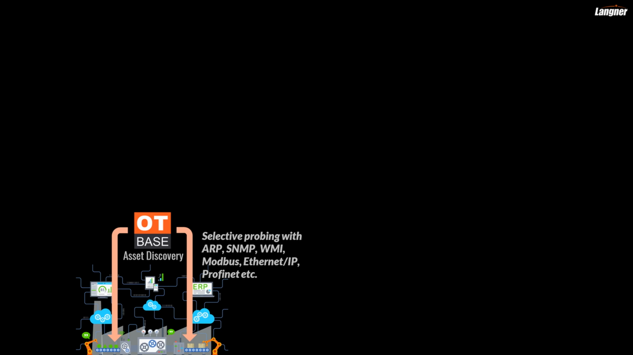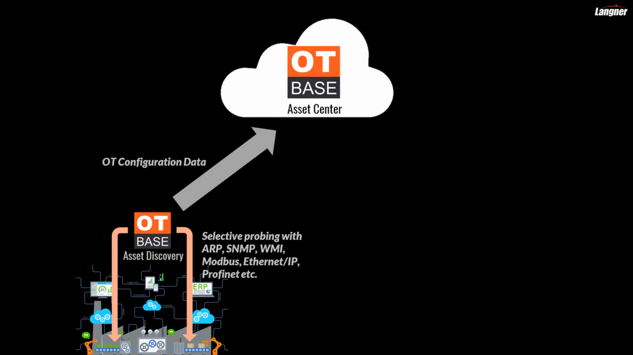First, you download the OT-based asset discovery software from our website and install it either on your laptop that you take to your customer, or you can also install it on the customer's machines. After configuring asset discovery for the various probing options in respect to protocols, credentials, etc., you do the probing and then you export the configuration data as encrypted files to your personal OT-based Asset Center instance in the cloud.